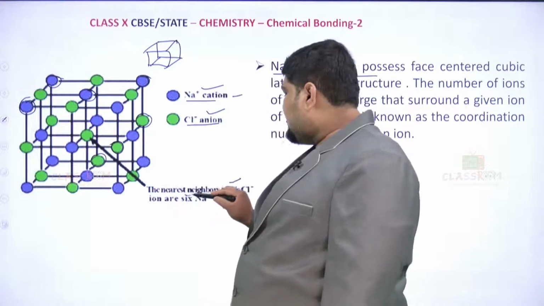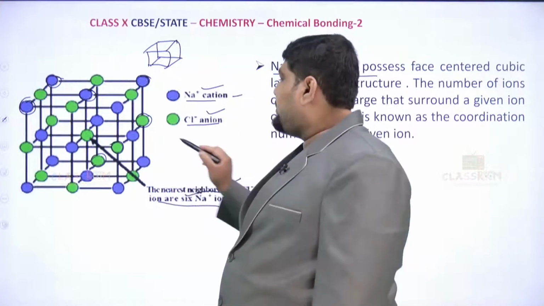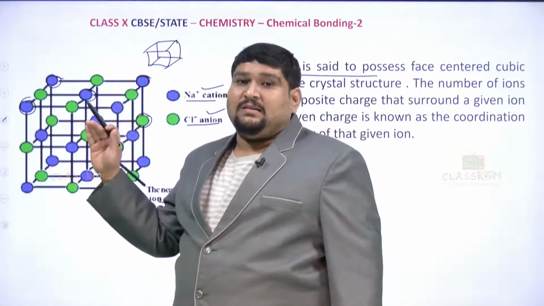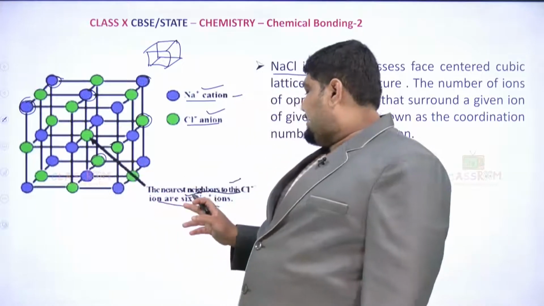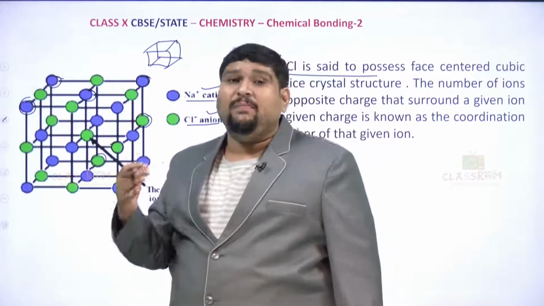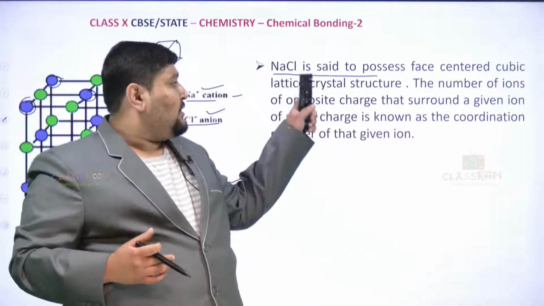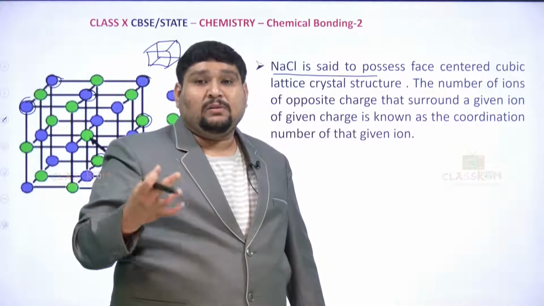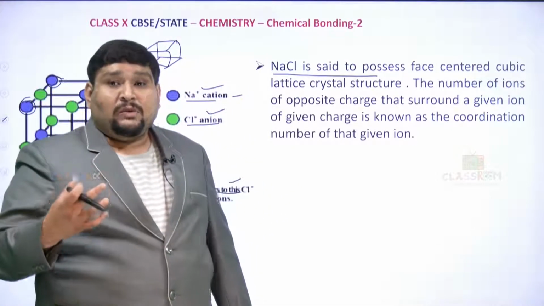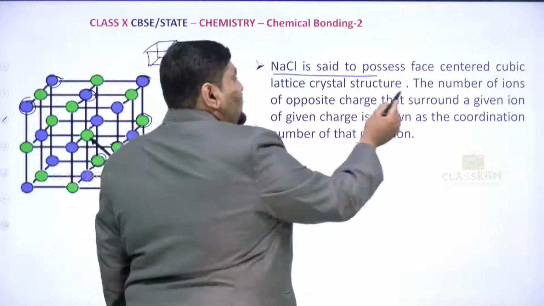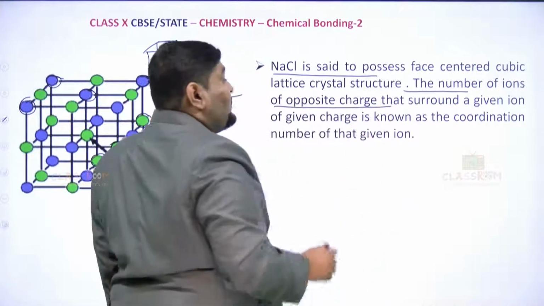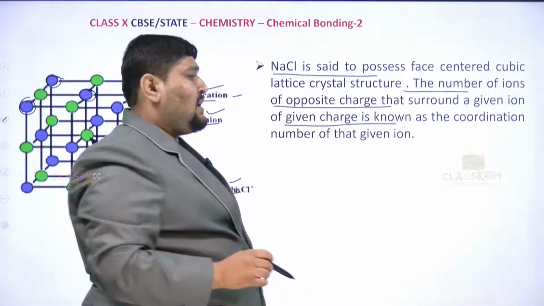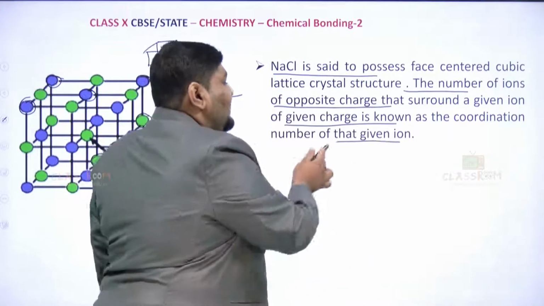Here you can find that the nearest neighbors to each chlorine ion are 6 sodium ions. So for each face-centered cubic lattice crystal, the chlorine ions are associated with 6 sodium ions. Sodium chloride is your common salt. The number of ions of opposite charge which surround a given ion is the coordination number of that given ion.